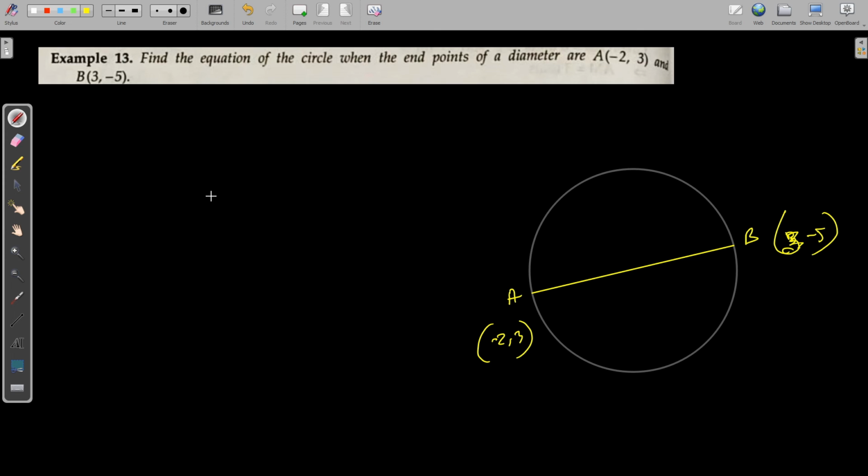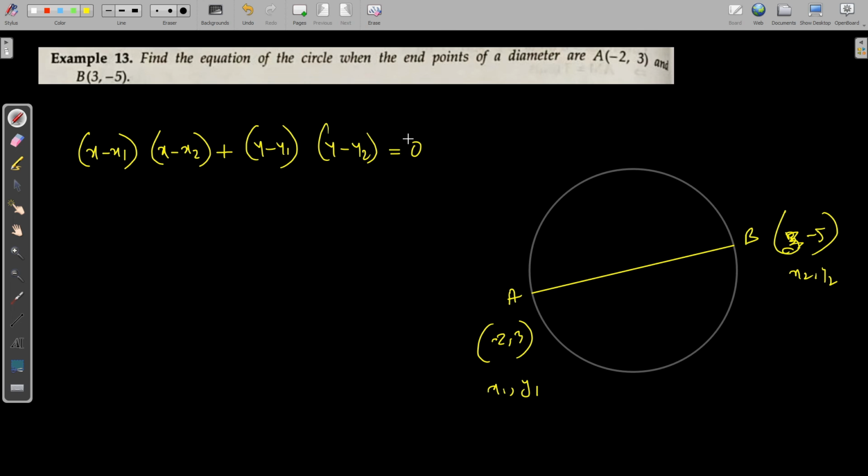So what are we going to use? We're going to use the third formula, that is the diameter formula. Let's take this as x1, y1. This is x2, y2. So what is the equation? It was (x minus x1) into (x minus x2) plus (y minus y1) into (y minus y2) equals 0. Right? So let's put the values.